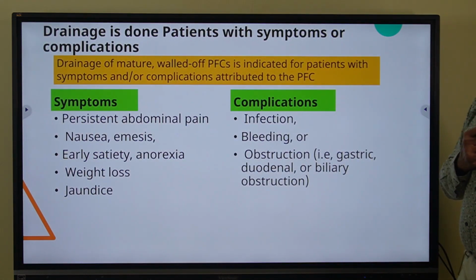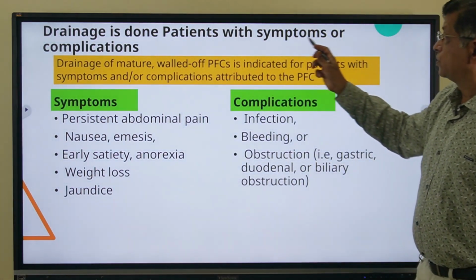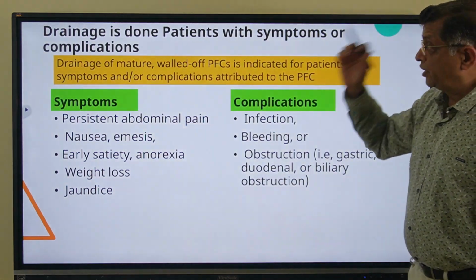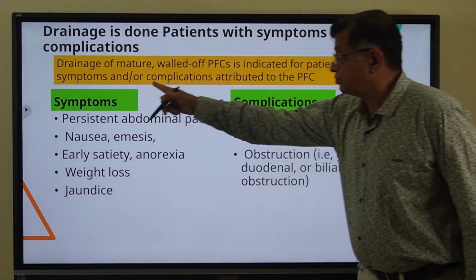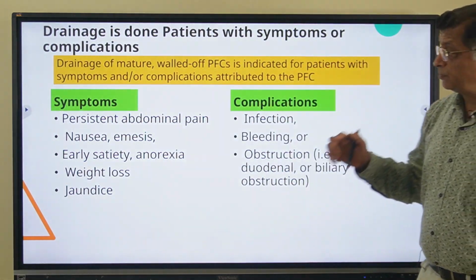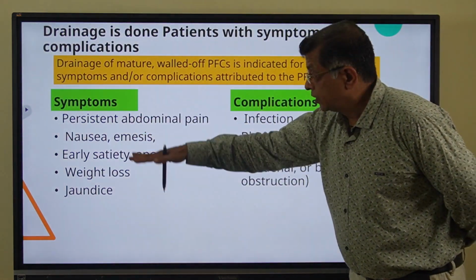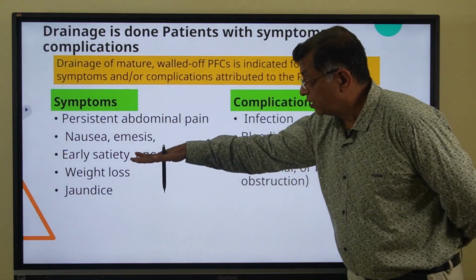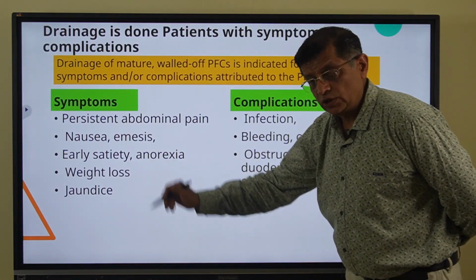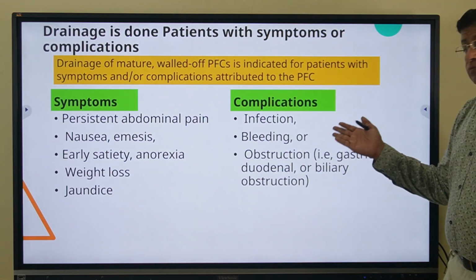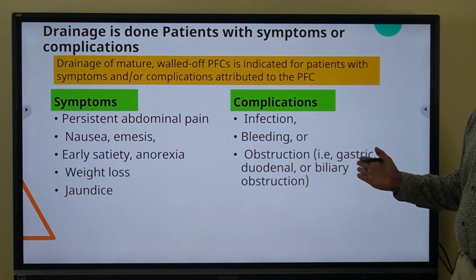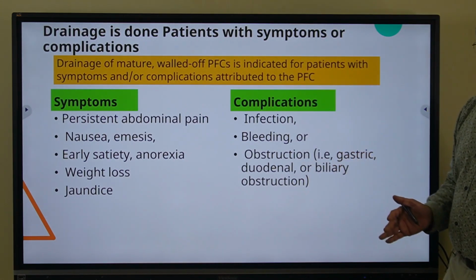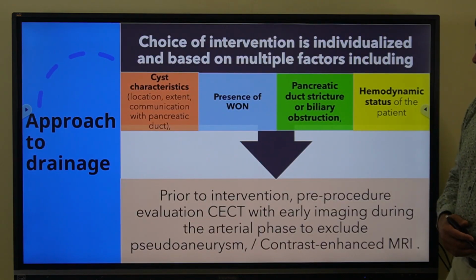So when do we require drainage of the pseudocyst or walled off necrosis? Drainage in patients with symptoms or complications. So drainage of mature walled off pancreatic fluid collections is indicated for patients with either symptoms and or complications. So what are the symptoms? Persistent abdominal pain, nausea or vomiting, early satiety or anorexia, weight loss, and jaundice. And what are the complications? Infection, bleeding, obstruction, either gastric outlet obstruction, duodenal obstruction, or biliary obstruction. So if any of these things occur, then you may require imaging and intervention.